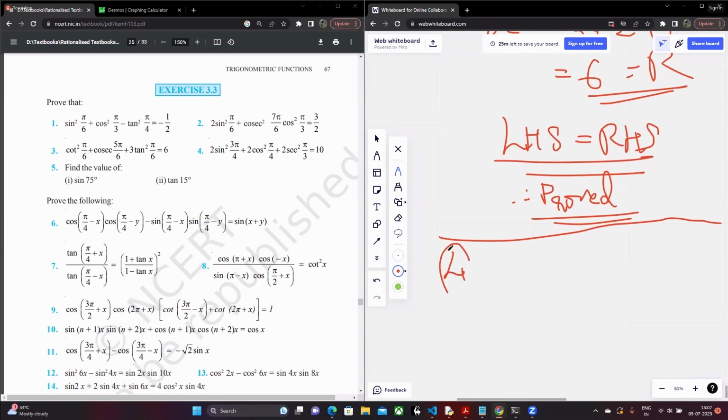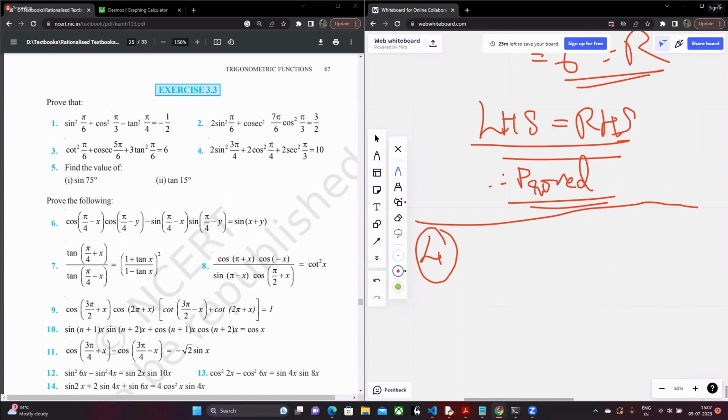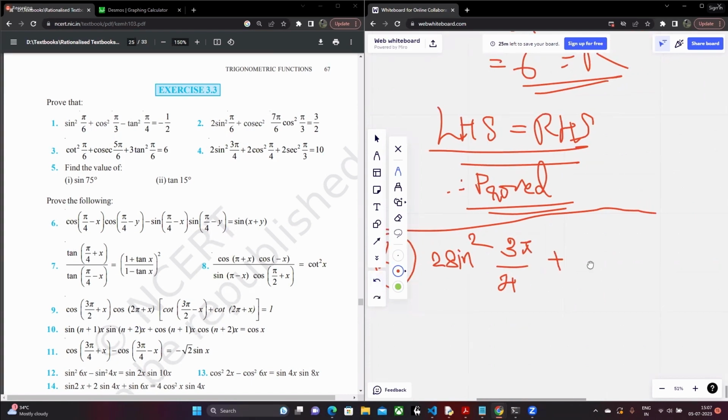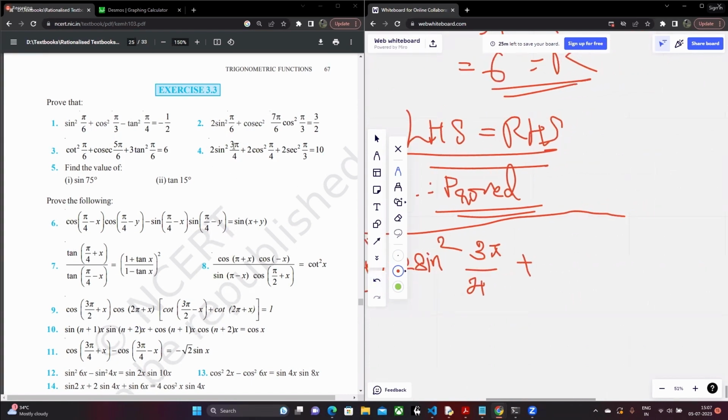Question number 4. 2 sine square 3 pi by 4 plus 2 cos square pi by 4 plus 2 secant square pi by 3 is 10. Right. Again, very simple because all you have are standard angles. 3 pi by 4 is basically 135 degrees, right? I don't need to worry about that, because if you see a square, you can basically blindly put it to be positive, because all square numbers are positive. You can't have a negative square number unless it's complex.